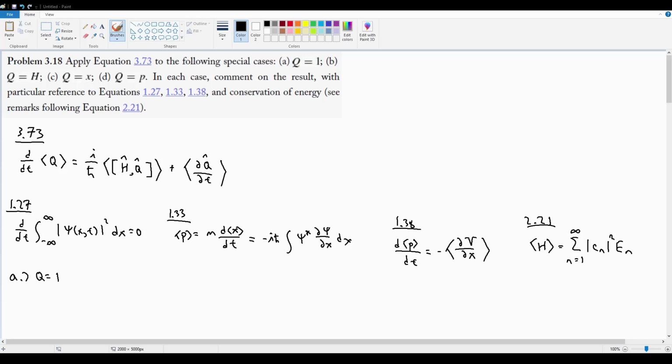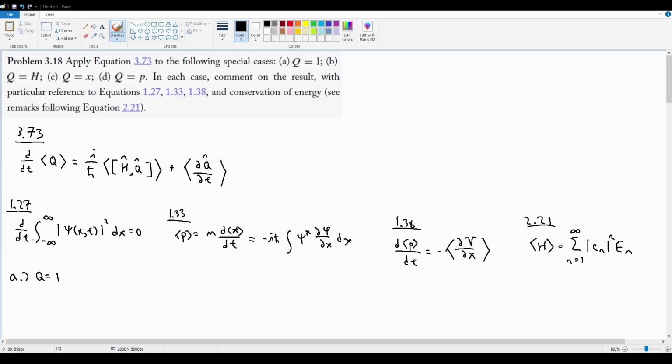Okay, first problem of this section, 3.18, tells us to apply equation 3.73, which is the change of an expectation value with respect to time equation that we derived here, in the following four cases where the operator that we are trying to find the expectation value's change in time of is equal to either 1, the Hamiltonian operator, x, or p. And in each case, we're asked then to comment on the result with particular reference to the following four equations: 1.27, 1.33, 1.38, and 2.21.